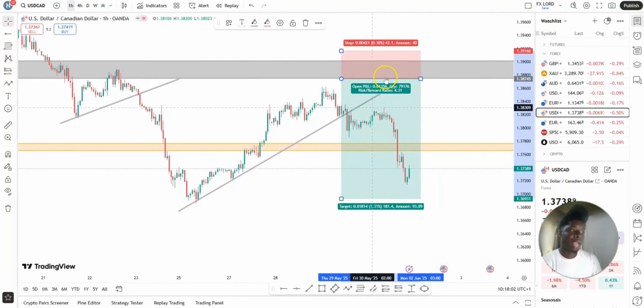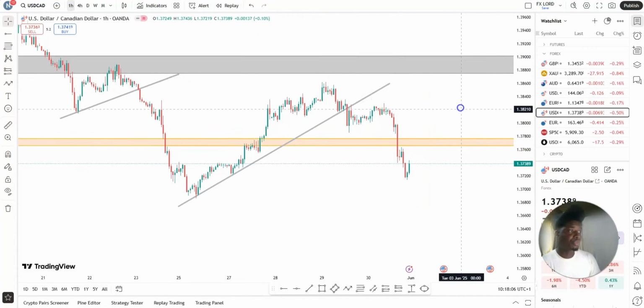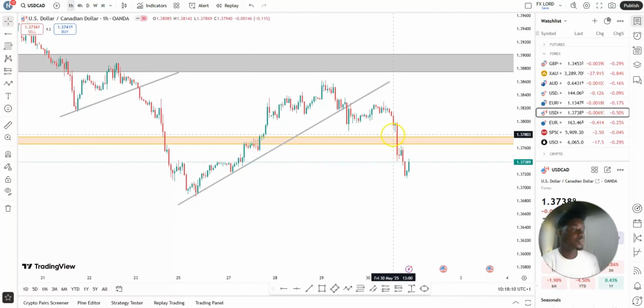So I missed this trade, and because I knew price was still on a bearish movement, what I did was I drew out this trend line, and I waited for a breakout. After the breakout, this was what happened.